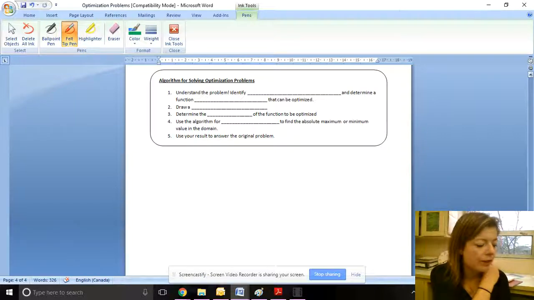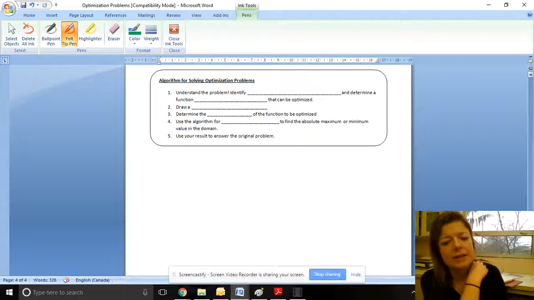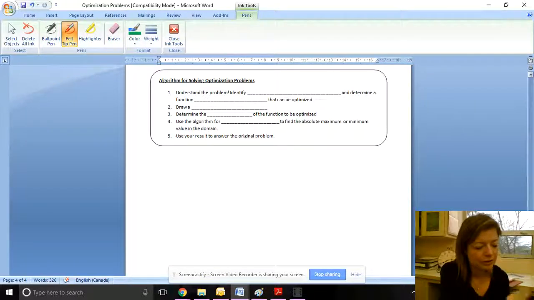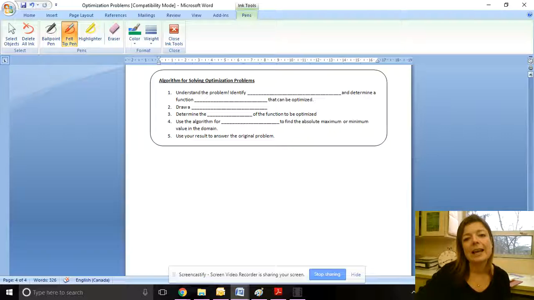Then you use your algorithm for extreme values to find the max and the min. And you use your result to make sure you answer the original problem. If they ask you for the volume, you give them the volume. If they ask for the dimensions, you give the dimensions, and then you're good to go.